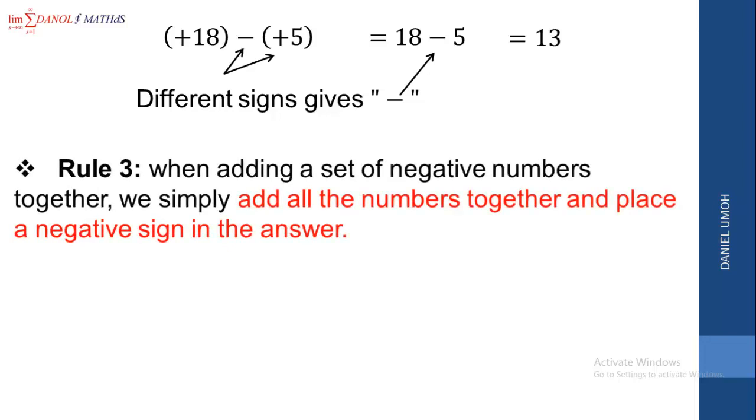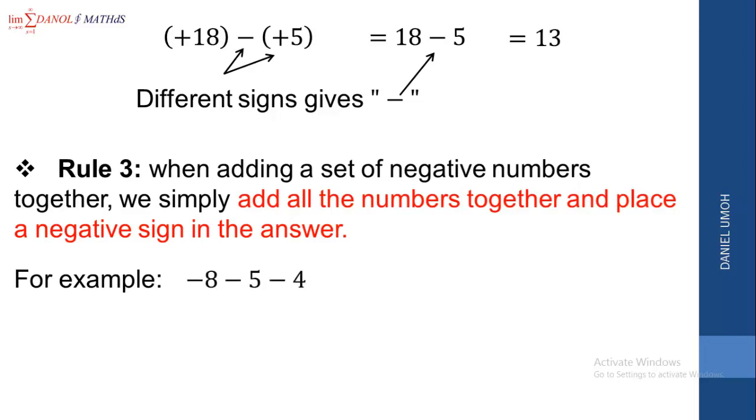Okay, let's look at rule 3. Rule 3 says, whenever you are adding a set of negative numbers together, we simply add all the numbers together and place a negative sign in the answer. Whenever you are adding a set of negative numbers together, what we are going to simply do is to add the whole numbers together and place a negative sign in the answer. Mathematics is full of rules and principles. Please follow the rules. If you fail the principle, you will never get the answer.